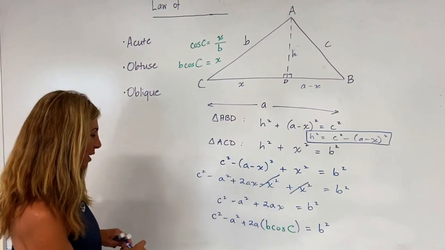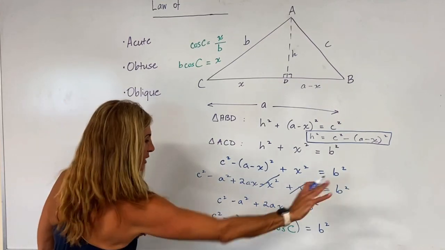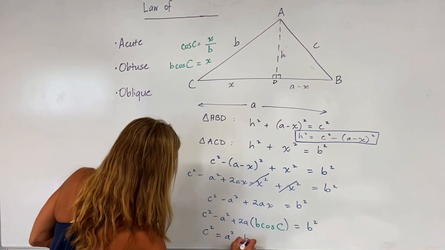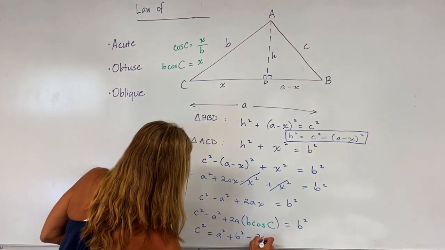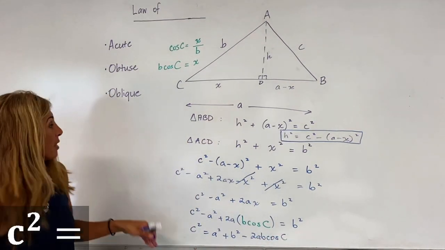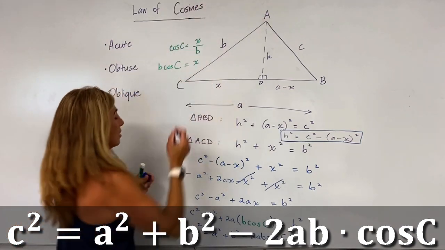What we have, if I leave my c squared by itself and bring everything to the other side, we have c squared equals a squared plus b squared minus 2ab cosine C. This is what we call our law of cosines.